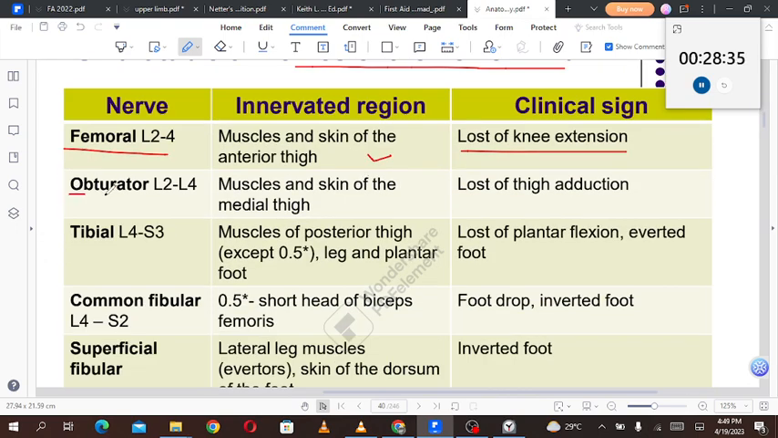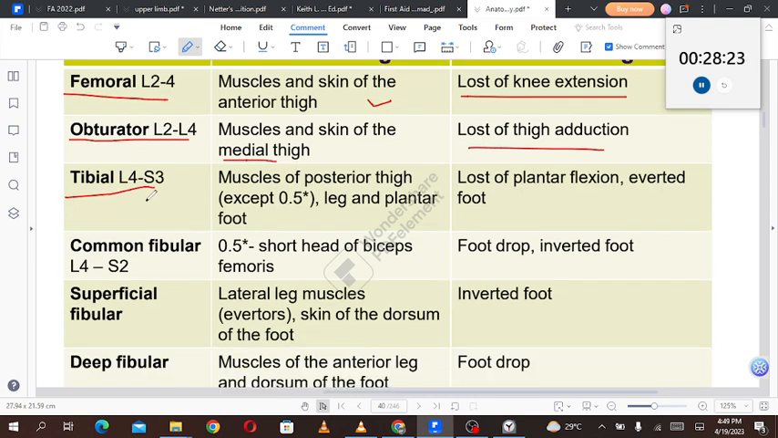The obturator nerve, the root value is the same as that of the femoral nerve, that is L2 to L4. Innervated regions are muscles and skin of the medial thigh, and if that is damaged, there will be loss of thigh adduction. Tibial nerve, the root value is L4 to S3.